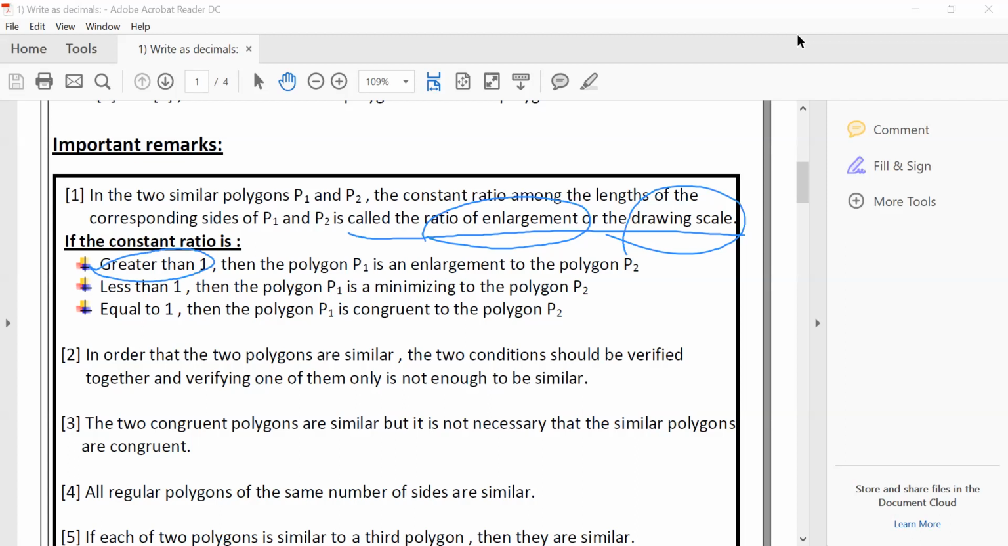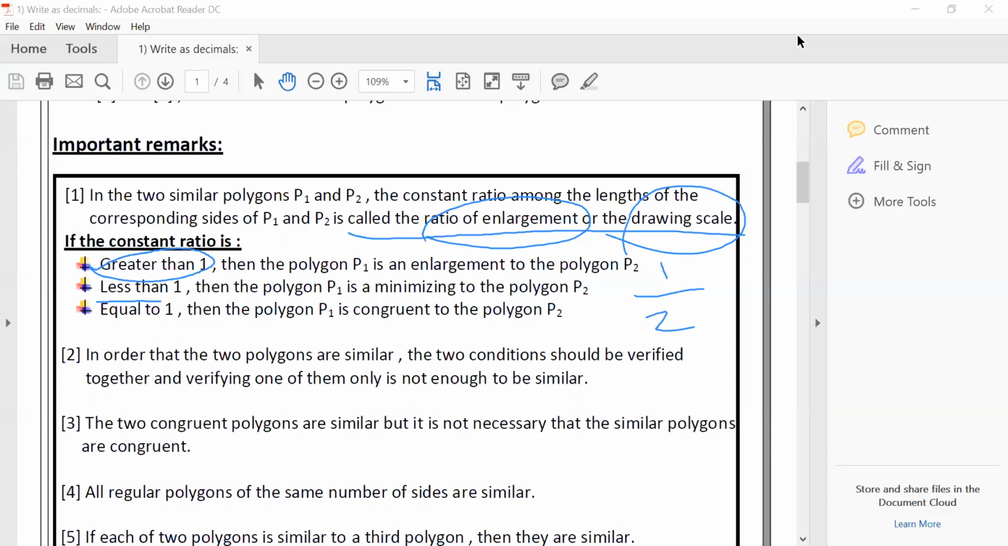If it is greater than 1, it means something small is being enlarged. But if the ratio is less than 1, like a half, for example, if the constant ratio is a half, it means that something big has been minimized. It means that polygon 1 is smaller than polygon 2.